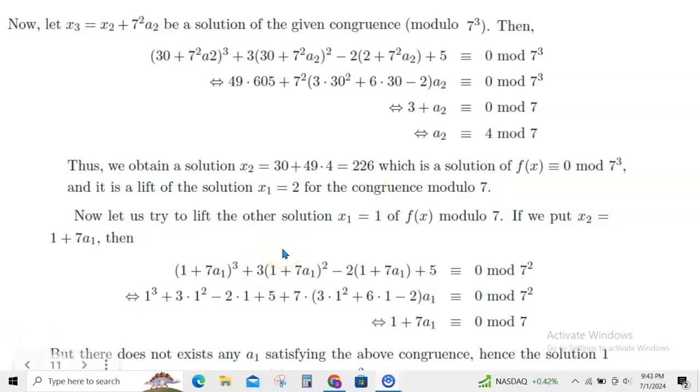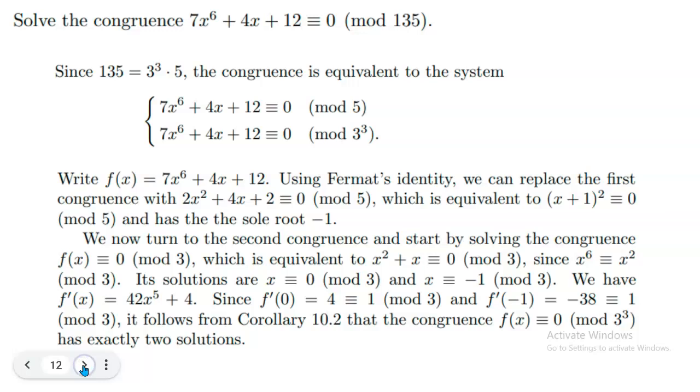Now when we try f of x modulo 7, we had another solution, 1. We tried to lift it with x1. So here when you try, you will get 1 plus 7a1 congruent to 0 mod 7. So here there is no value of a1 that would satisfy this congruence. So we say that lifting 1 is not possible.